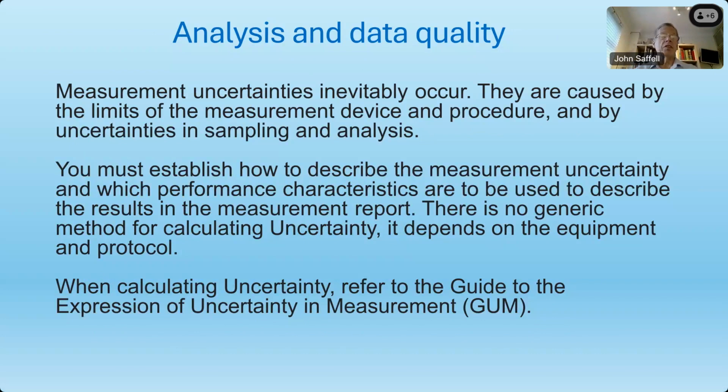I had that discussion with somebody just a couple of days ago, and which performance characteristics are used when you describe the results of a measurement report. There is no generic method for calculating uncertainty. It depends on the equipment and the protocol and where you are measuring and what are the important interfering parameters you must consider. And when calculating uncertainty, you refer to the Guide to the Expression of Uncertainty in Measurement.